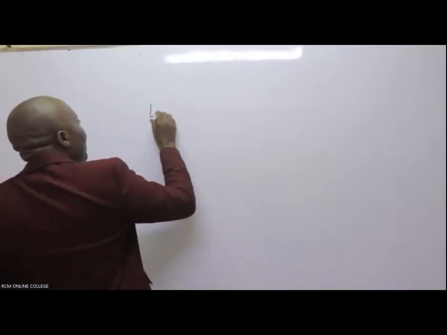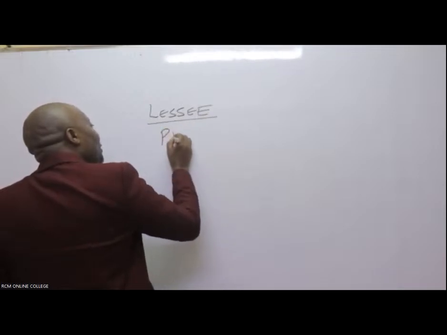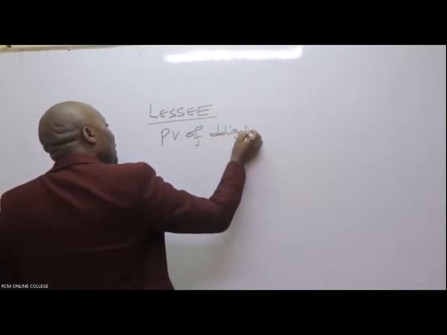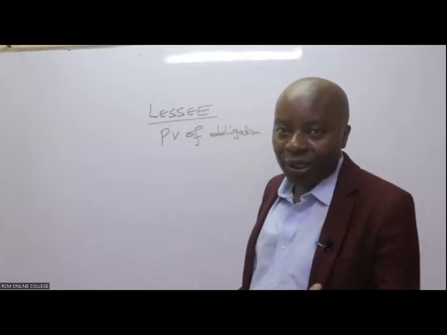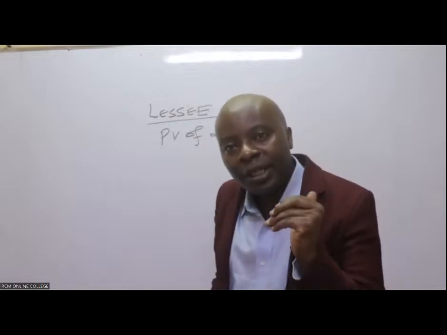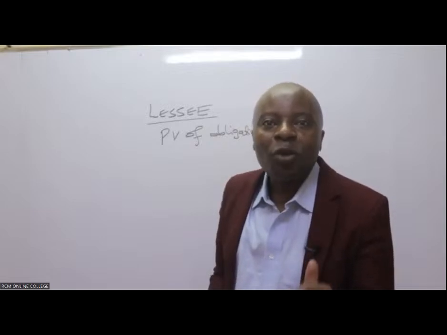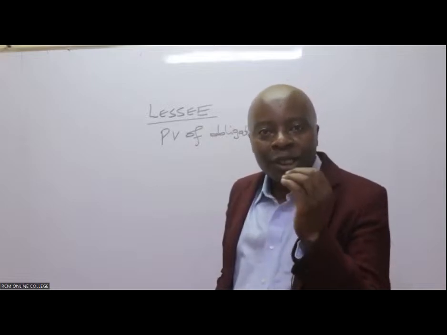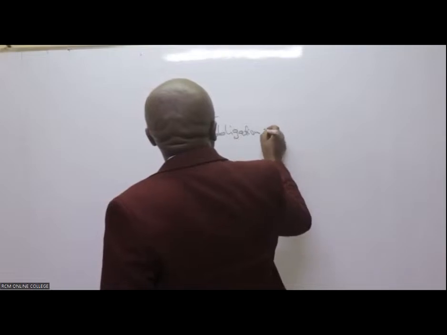So the lessee, we can see something very important here. They have given us the present value of the obligation. Remember that the lessee, ladies and gentlemen, at the end of the day, is obligated to pay the lease rentals. He has to pay. So first of all, they give us the present value of his obligation, because he'll be paying 500,000 every year. So in this case, we need the present value of his obligation, and we are told it's 1.9 million.